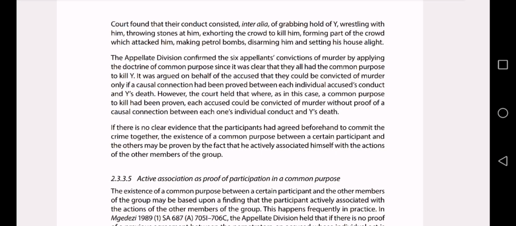It was argued on behalf of the accused that they could be convicted of murder only if the causal connection had been proved between each individual accused's conduct and Y's death. However, the court held that where, as in this case, common purpose to kill had been proven, each accused could be convicted of murder without proof of a causal connection between each one's individual conduct and Y's death.